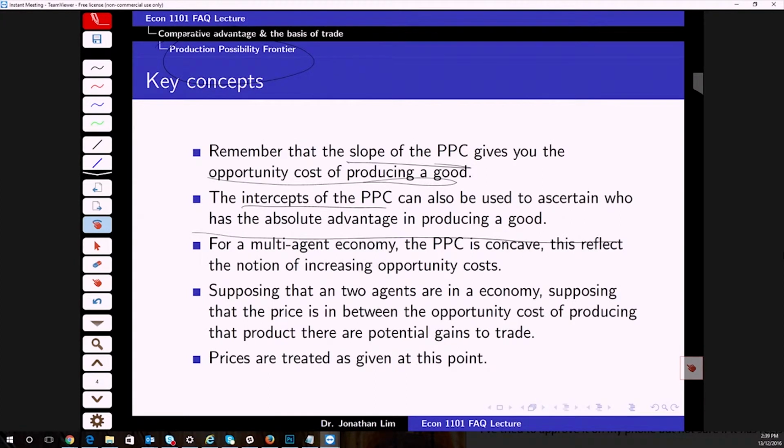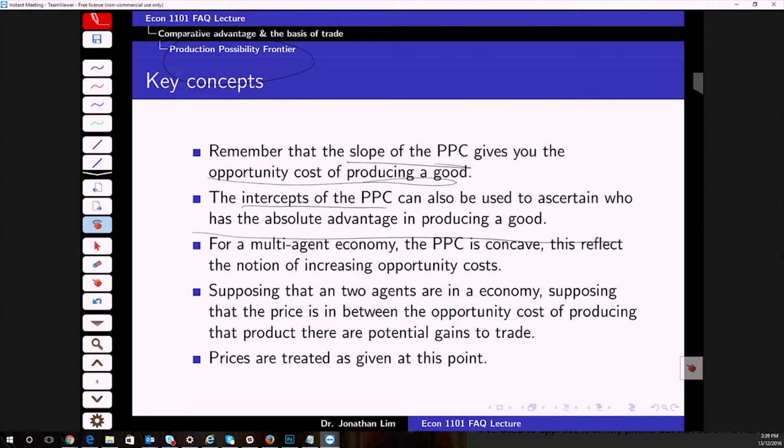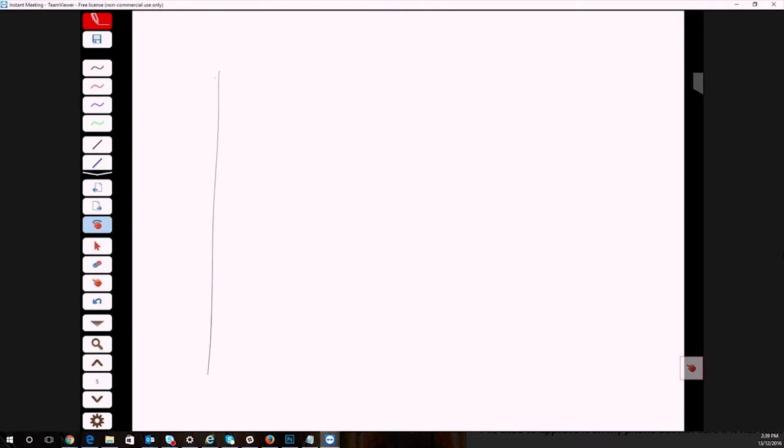So that's the absolute advantage part. The next bit is to think about concavity and the PPC. So what does concavity mean? Most of you may recall your concave function as looking like this. So we have rabbits and bananas. It looks something like this. So that's a concave function.